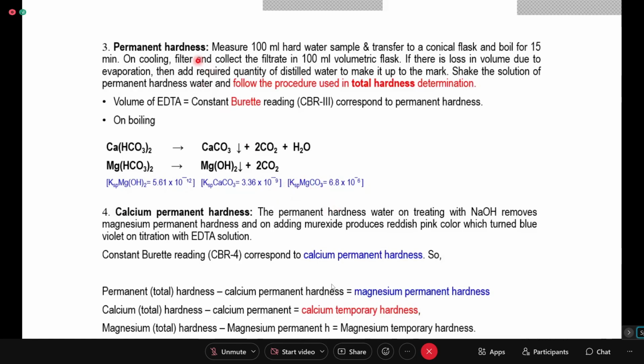Now you had 100 ml of permanent hardness water sample which you have prepared by boiling 100 ml, and then after boiling you will see that out of 100 ml you used around 30 ml, three titrations for permanent total hardness or complete permanent hardness.